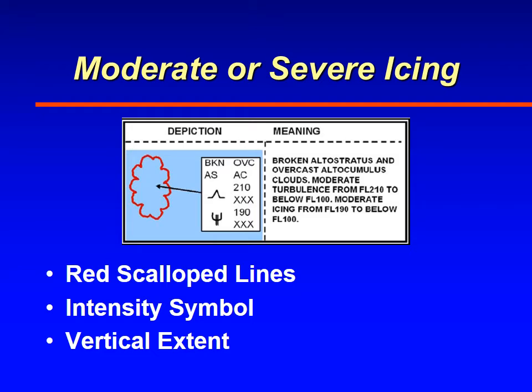Here's icing. They'll give moderate or severe icing. They indicate that in red scallop line. They give you the symbol for the intensity, and also they'll tell you the altitudes. In this example you can see that it is moderate icing and extends below this chart, which is 10,000 feet, and goes up to 19,000 feet.